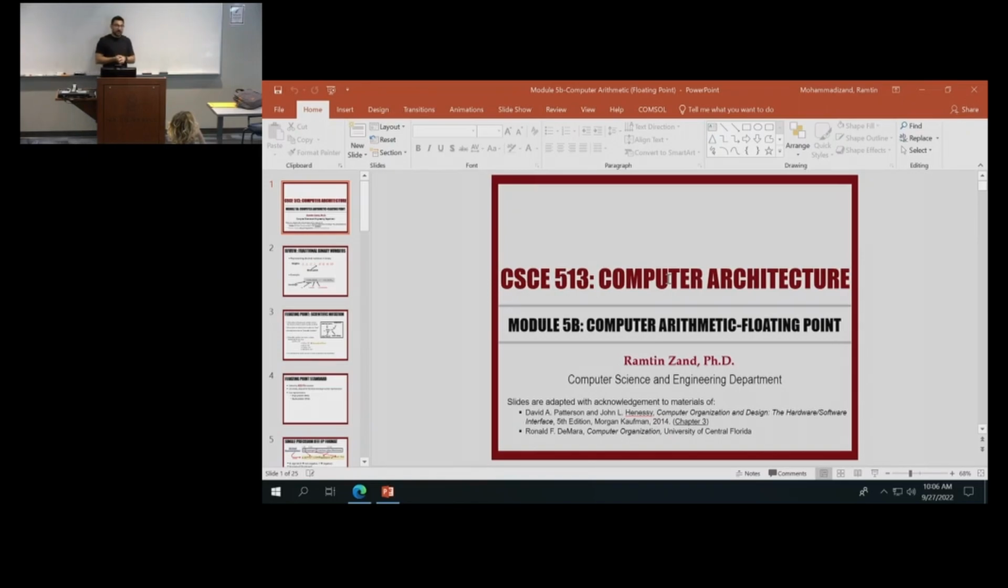Continuing module 5. This is module 5b, floating point. We had module 5a on integer. We are finishing module 5b today.